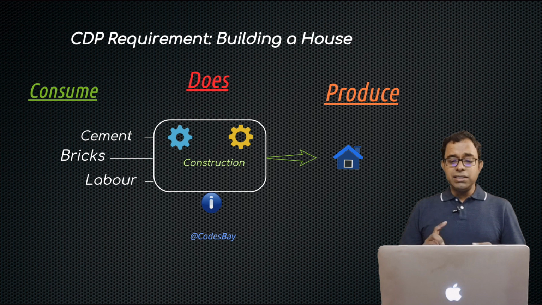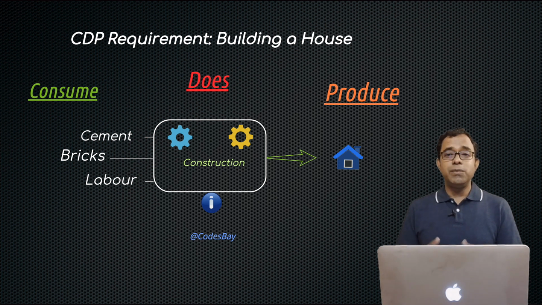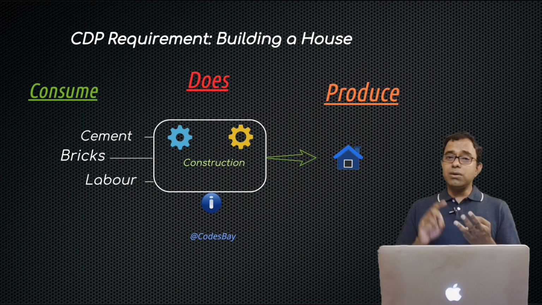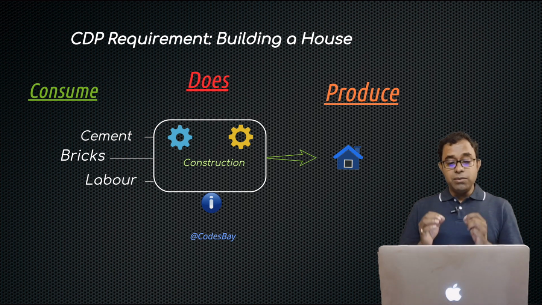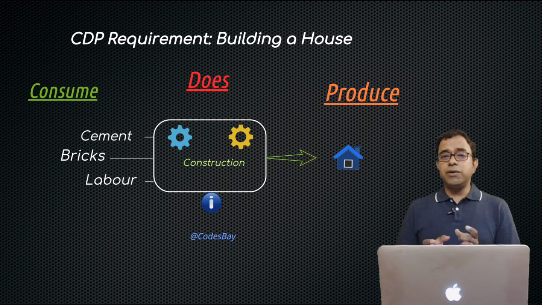The CDP, consume, does, produce, clearly explains what will be consumed to produce something. It's very easy to say, okay, I want this, but what will be needed to fulfill that? Consume clearly explains what is needed, not only to the software developer but also to stakeholders. Now the does part is the actual requirement, what it does with the items it consumes.